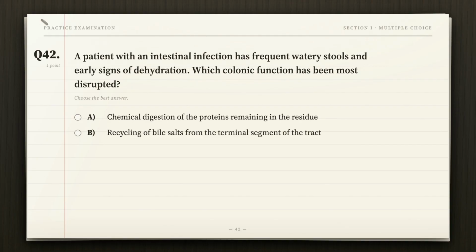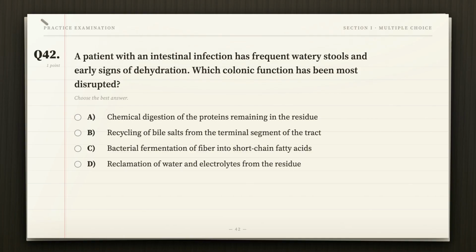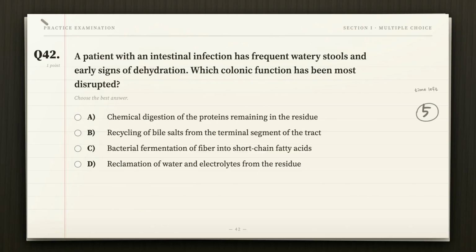B. Recycling of bile salts from the terminal segment of the tract. C. Bacterial fermentation of fiber into short-chain fatty acids. D. Reclamation of water and electrolytes from the residue. Take a second. Which answer would you pick?